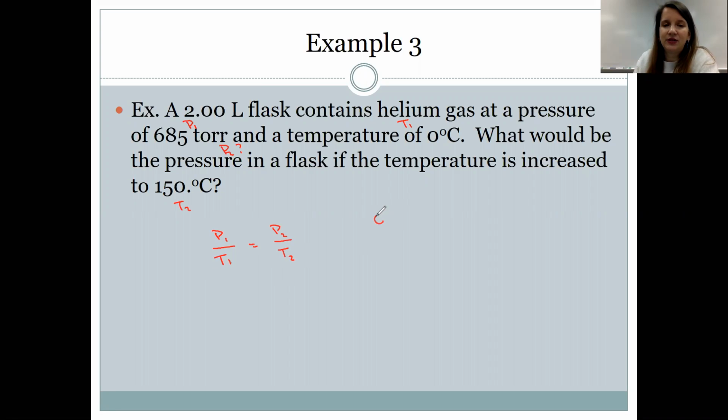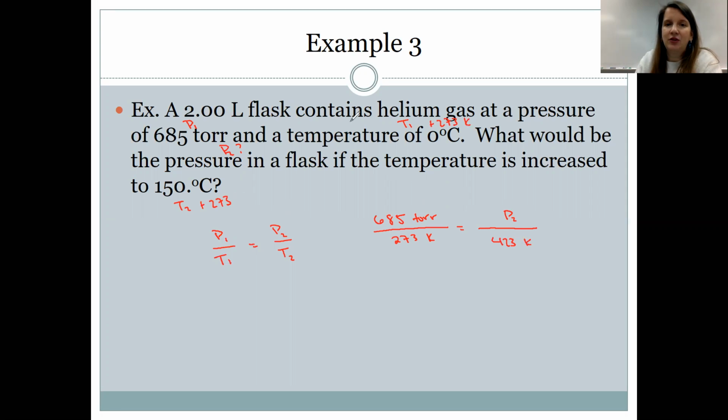So we have 685 torr. Now remember, we're going to add 273. Sorry, I have to add 273 to this. So this is going to be over 273 Kelvin. And I'm looking for P2, so that's going to be my X. And I have to add 273 to this one. So 150 plus 273 is 423 Kelvin.